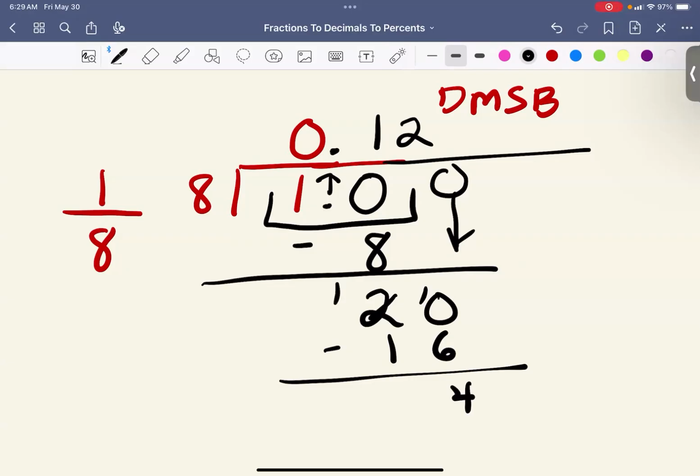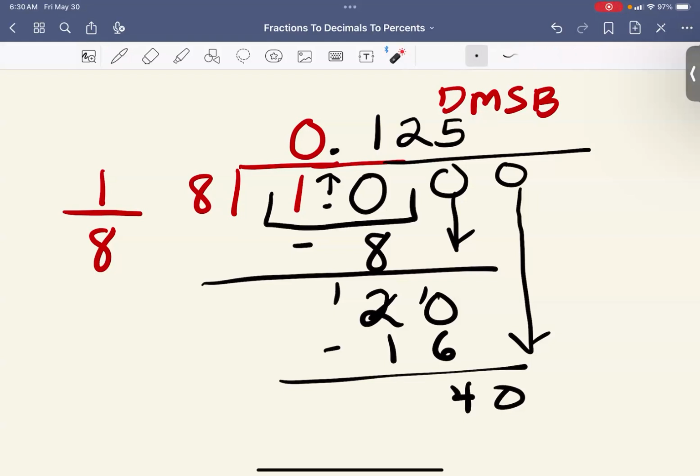Now I could just stop here. However, I'm going to go one more place value. I'm going to go to the thousandths place. So I'm going to add another 0. Bring that 0 down. Now I can divide. So 8 can go into 40 5 times. So now I have to multiply. 5 times 8 is 40. Now I'm left with 0. So there's nothing left for me to do. So my answer is 0.125, or 125 thousandths.